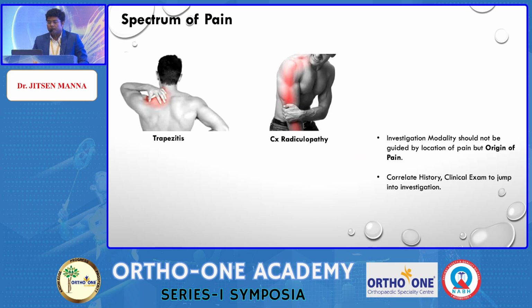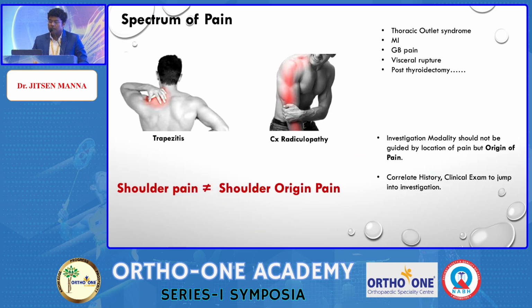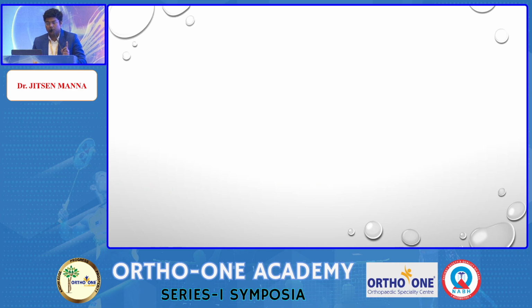Another important part is the spectrum of the pain. Not all shoulder pain is shoulder-originated pain. There are some spine problems, such as cervical radiculopathy, which can mimic a shoulder pain. So before jumping to advise an investigation, we have to understand that what is important is the origin of the pain, not the location of the pain.